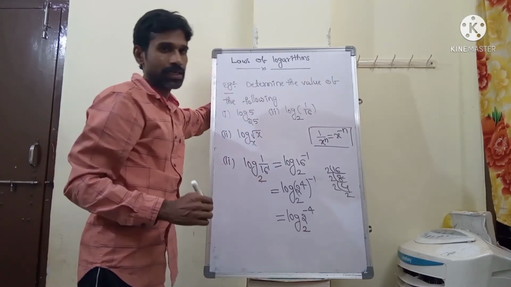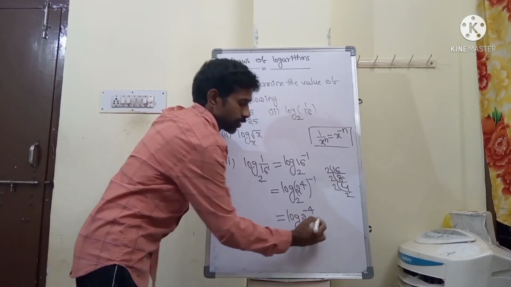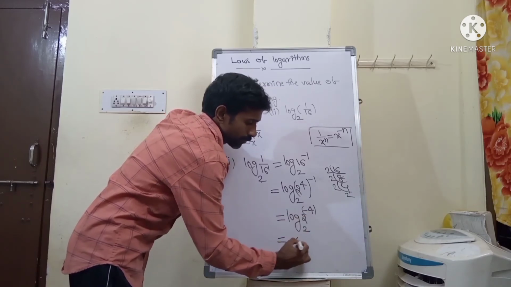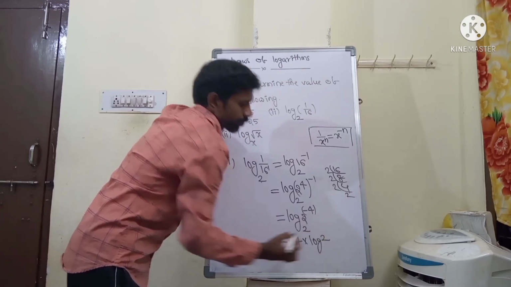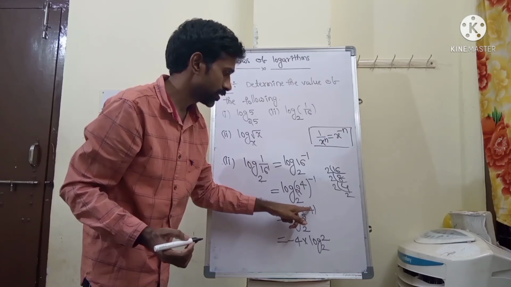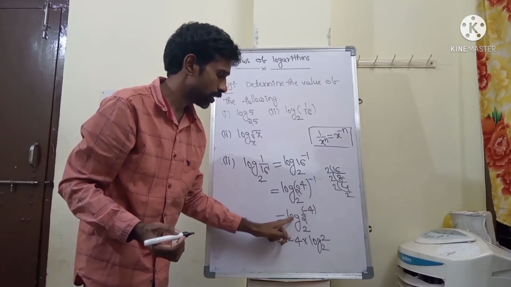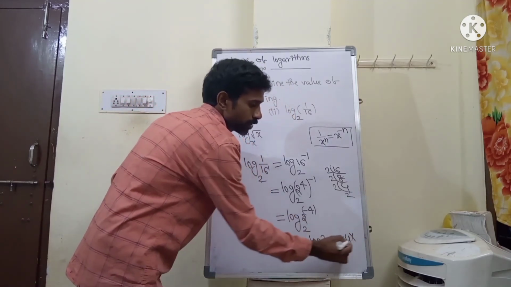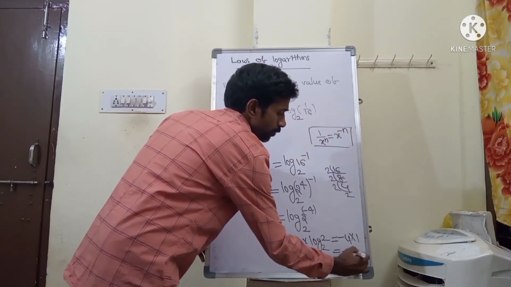Now apply the power of logarithm: for 2 power of m, it is m into log a. So we write minus 4 into log 2 base 2, where a is 2 and the base is the same, 2. Shifting this power from here to here, we get minus 4 into log 2 base 2, whose value is 1. So that is equal to minus 4 into 1, we get minus 4.